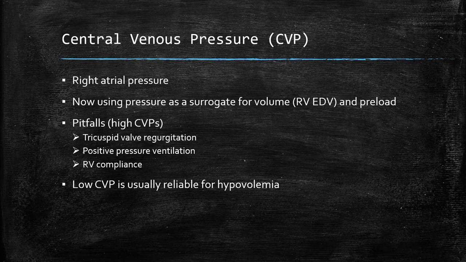Elevated CVP measurements are notoriously difficult to interpret because there are other reasons for this elevation besides volume overload. If our patient has tricuspid valve regurgitation, the CVP will be high. This will also be true if they're on positive pressure ventilation with high airway pressures or high levels of PEEP. And lastly, if the patient has had a previous right ventricular infarction, the ventricular compliance will be low, resulting in a high CVP. On the other hand, a low CVP is generally reliable for hypovolemia, since there really are no other causes for the low CVP measurement.